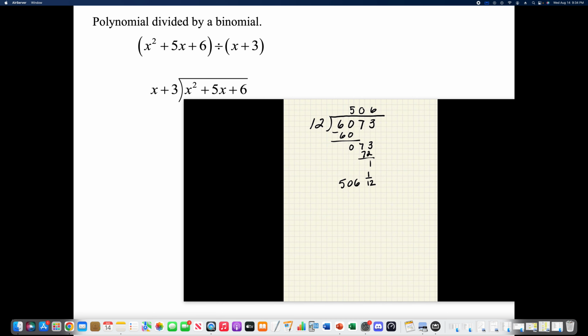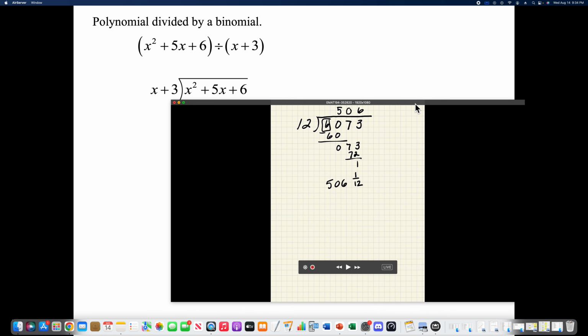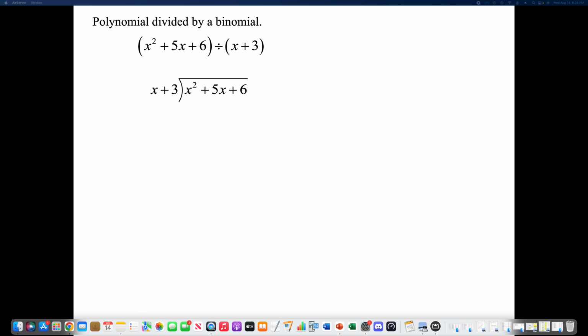So this is what I want you to be thinking about here. Notice we attacked the first term. Whoops, what happened to my 6 there? We're attacking the first term. So let me move my iPad off to my other monitor here.